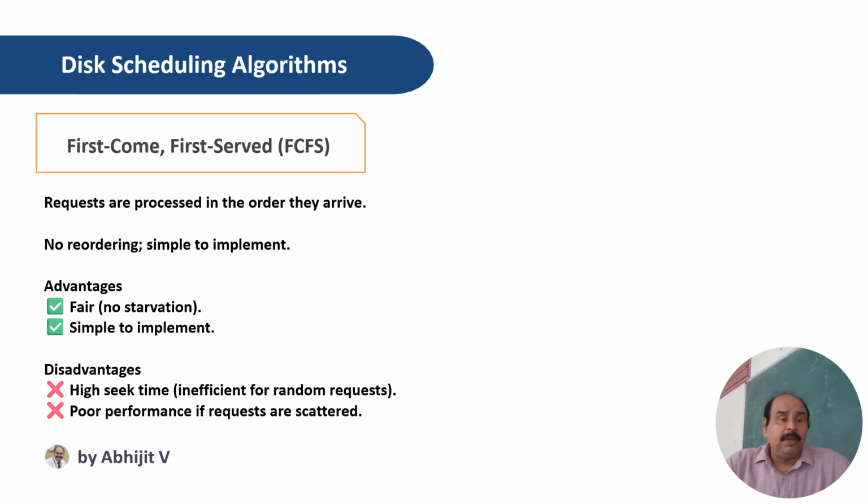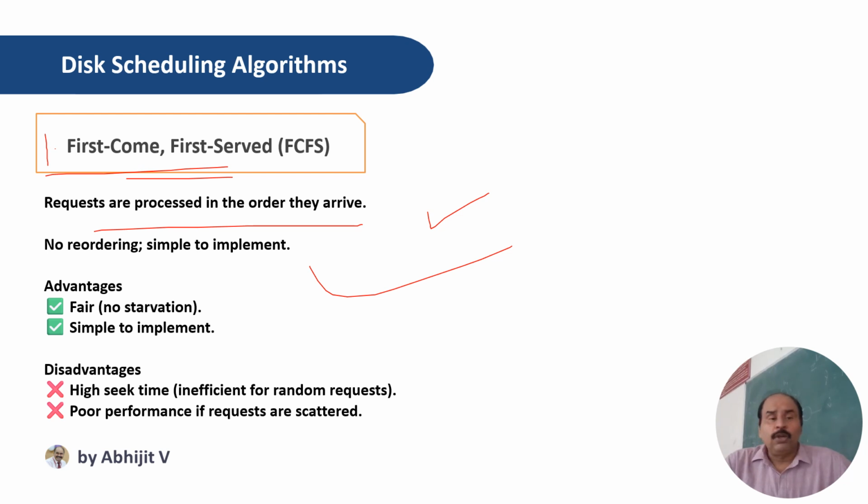The first algorithm, number one: first come, first serve. Very easy. The requests are processed in the order they arrive. Whichever comes first is given the first chance. There is no reordering, so it is very easy to implement. There is no work to be done; the operating system can easily serve whichever comes first. The advantage is that it is fair, and simple to implement. But it has a high seek time.